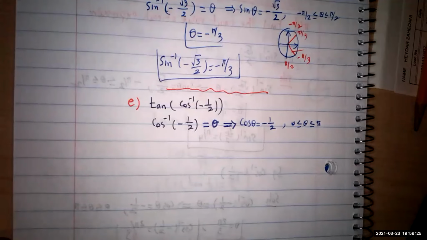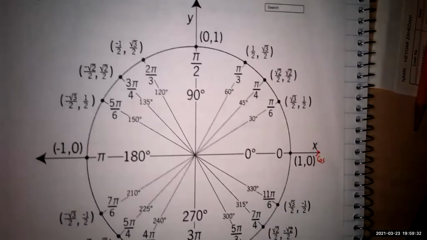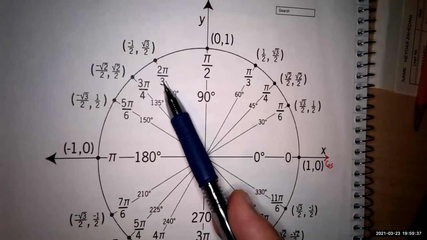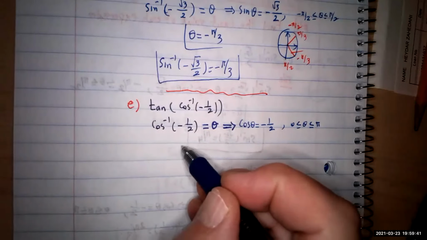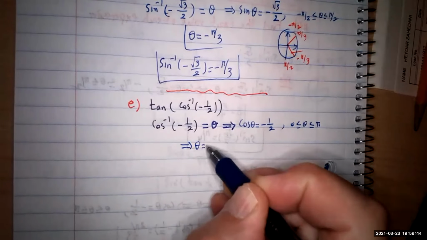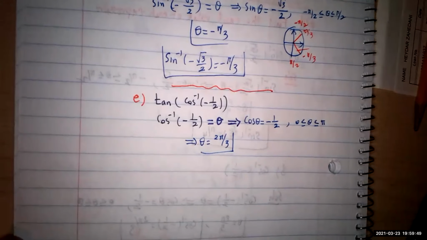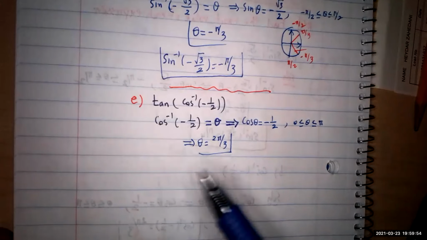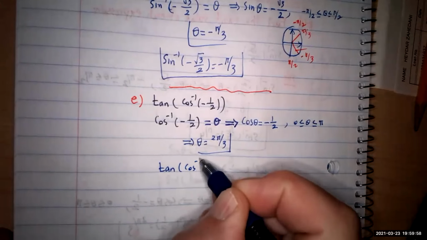What is the cosine of 120, which is 2 pi third? You need a negative half. This is a negative half, and that's 2 pi third in the second quadrant. So this tells you that your theta is going to be 2 pi third. Any question? Now you go back and you substitute here, you get a tangent. When it's a known one, this is how we're going to do the second part.